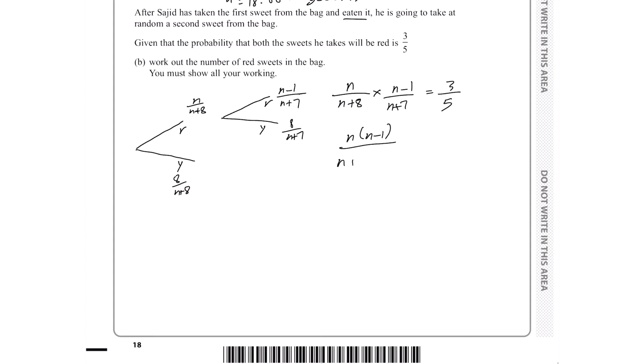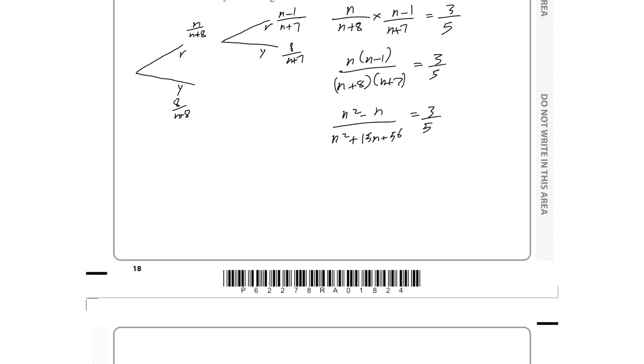And that is going to be written as (n+8)/(n+7) is equal to 3/5. And that's written as (n squared minus n)/(n squared plus 15n plus 56), which is equal to 3/5. And now we can move the 5 up there, and we can move the 3 up there. And then that becomes 5n squared minus 5n is equal to 3n squared plus 45n plus 168.